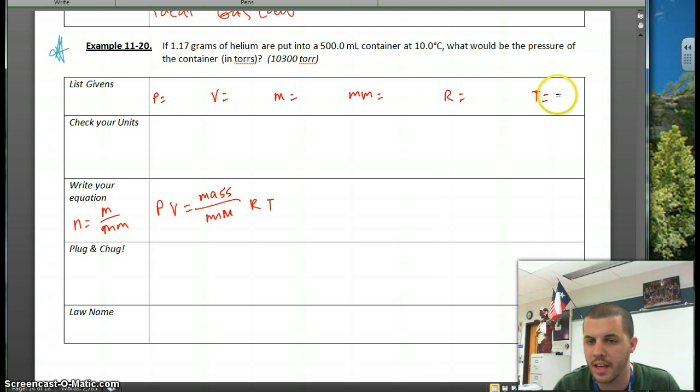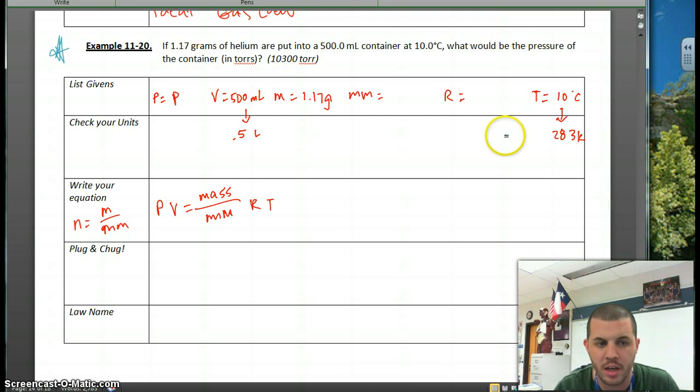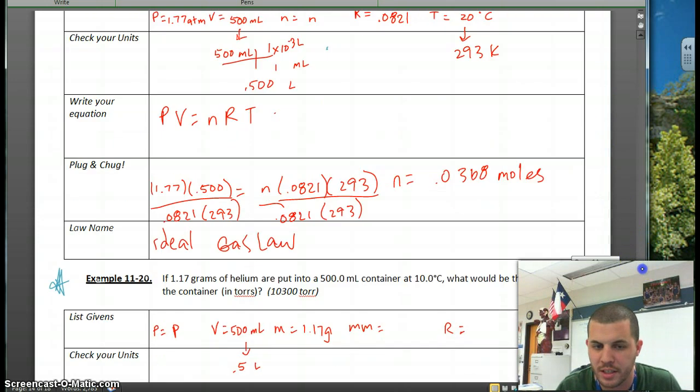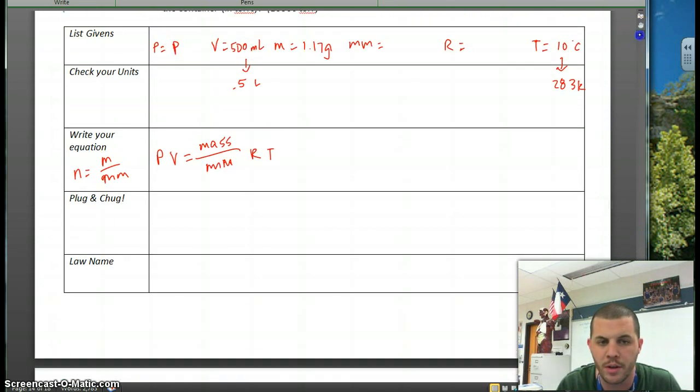Okay? My temperature is 10 degrees Celsius. We're going to convert that to 283 Kelvin. My volume, 500 milliliters, which of course we're going to change to 0.5 liters. My mass is 1.17 grams. Let's see here. I'm looking for the pressure, so this is my question mark. It says that I'm looking for the pressure in torrs, so I go back up to my R value. The one that goes with torr is 62.4, so I'm going to put 62.4 in as my R value.